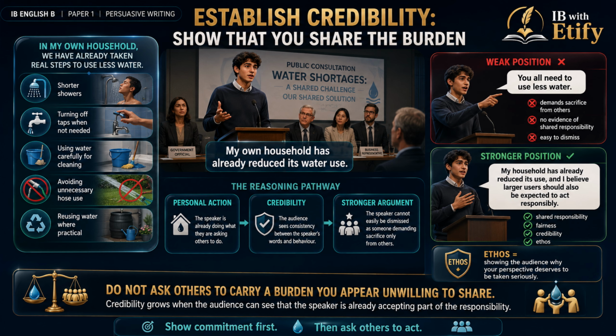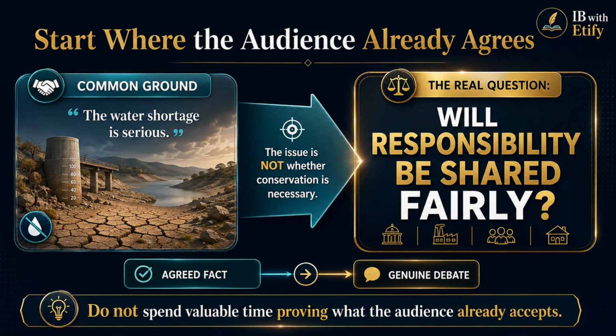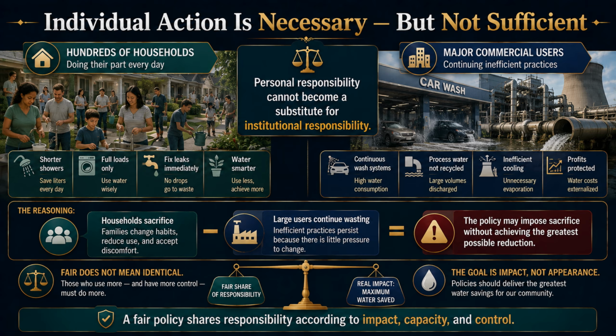Next, establish credibility. Explain that your own household has already reduced its water use, so the audience cannot dismiss you as someone demanding sacrifice only from others. Then pivot to the main argument. Personal responsibility cannot become a substitute for institutional responsibility. Now develop the reasoning.